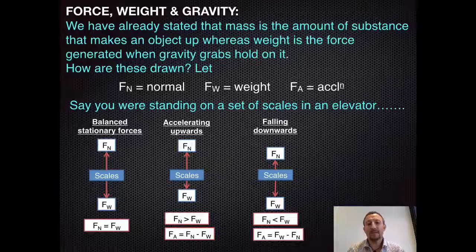Now if we're going to be falling downwards, then it turns around the other way. So we're going to have weight force being greater than the support force on the scales. So in this case, we have to turn our equation round.